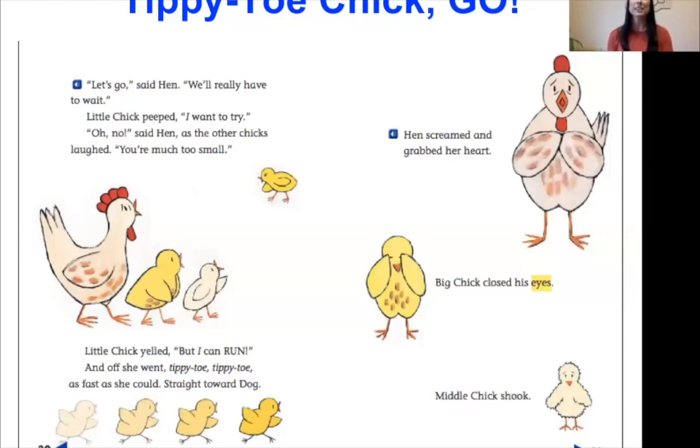How do the others react? I can tell from the text and the illustrations that the hen and her chicks are all scared by the things they're doing.